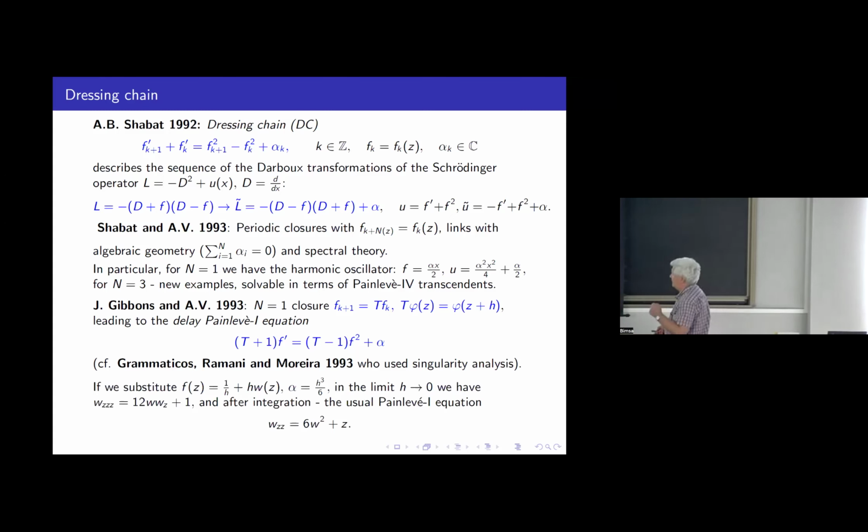Yeah. By the way, why do we call it delay Painleve-I? Delay is clear, because you relate the expression with f of z and f of z plus h or minus h, and therefore every time you compute, you solve essentially a Riccati equation, knowing the data in the previous one.